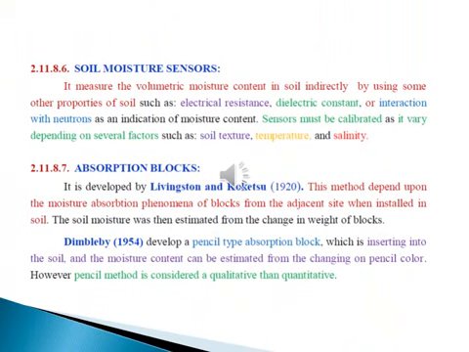Soil moisture sensors measure the volumetric moisture content in soil indirectly by using some properties of soil as an indication of moisture content, taking into consideration that the sensors must be calibrated. The absorption blocks method depends upon the moisture absorption phenomenon of blocks from the adjacent soil when installed in it, and the soil moisture is then estimated from the change in weight of the blocks.